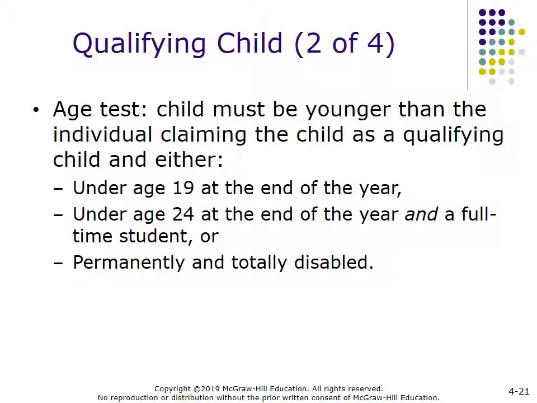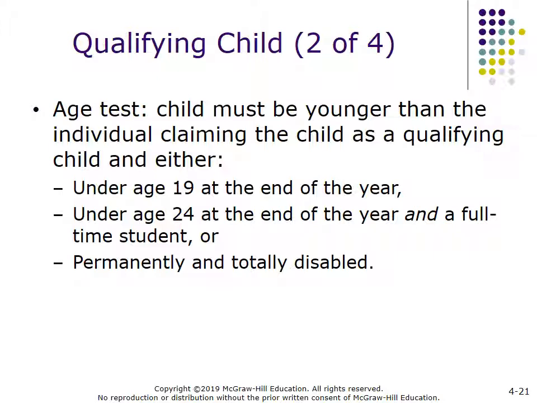Age test. The child must be younger than the individual claiming the child as a qualifying child, and that's what I was just talking about. And the potential dependent is under 19 at the end of the year. They can't be 19 during the year. They have to be under the age of 19. That's the only test there. If they're under age 19, they meet the age test.